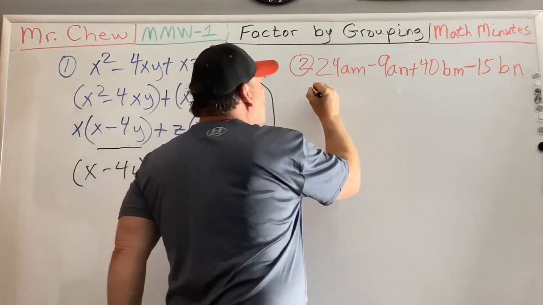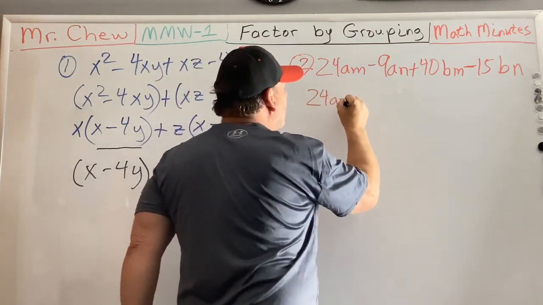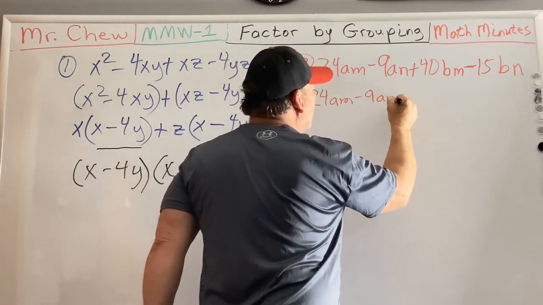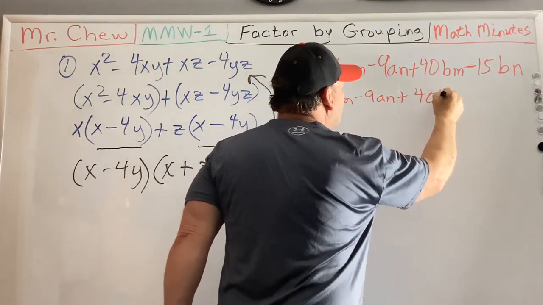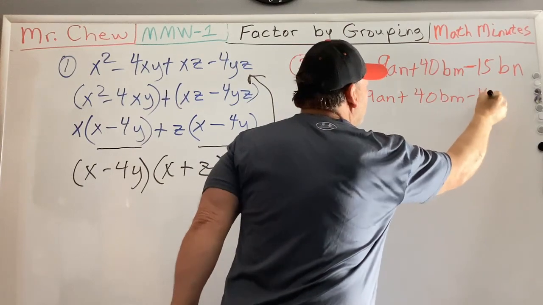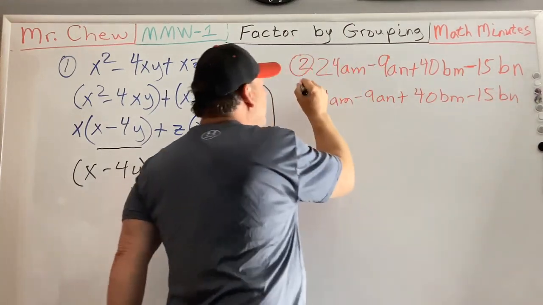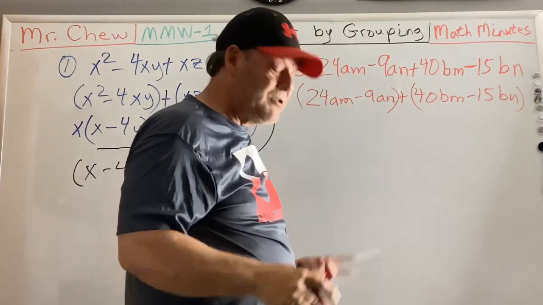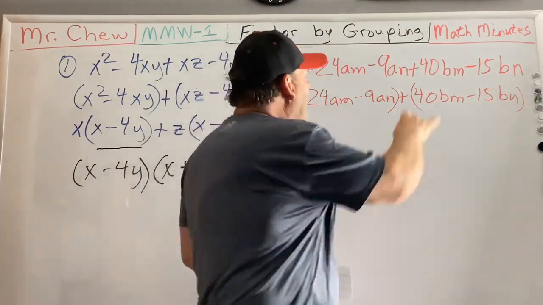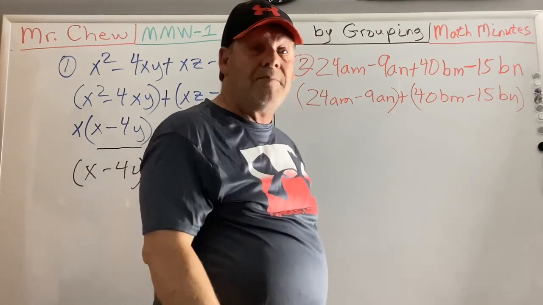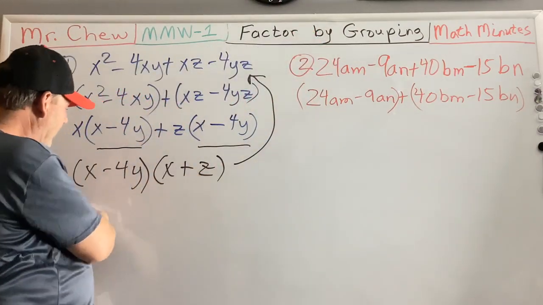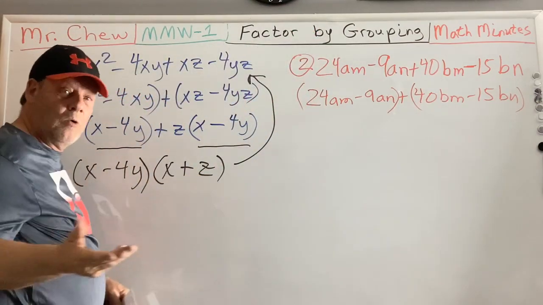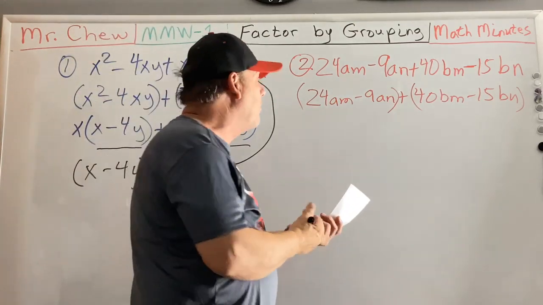We have to group these. I grouped these first two together, and these last two. I did have a student ask me once, what happens if we flip these around? You still get the same answer. It just would have been x plus z times z minus 4y. But you can multiply in any order.